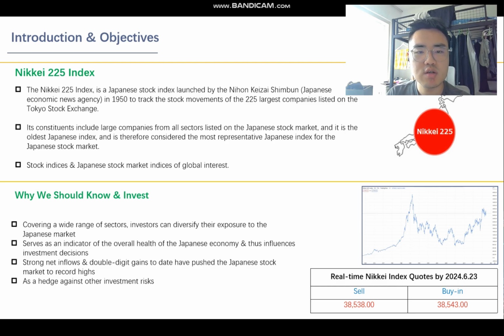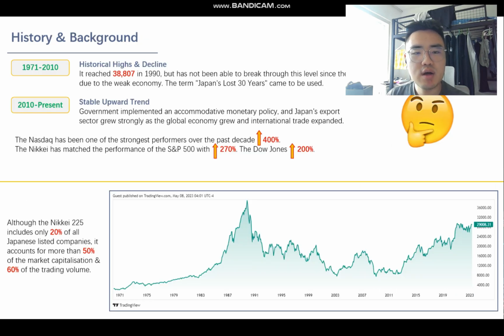Finally, the series of policies implemented in Japan over the past decade, known as Abenomics, which included quantitative easing to stimulate economic growth and inflation, have had a positive impact on the stock market, and the Nikkei has risen as a result.